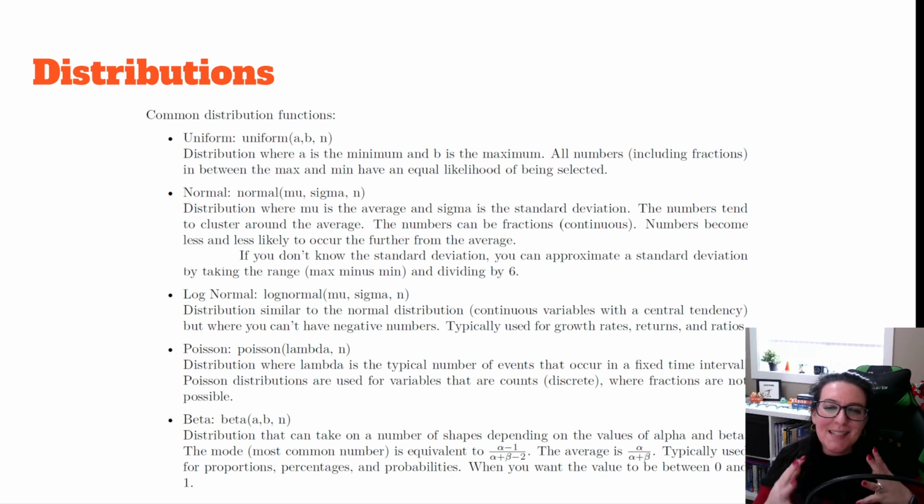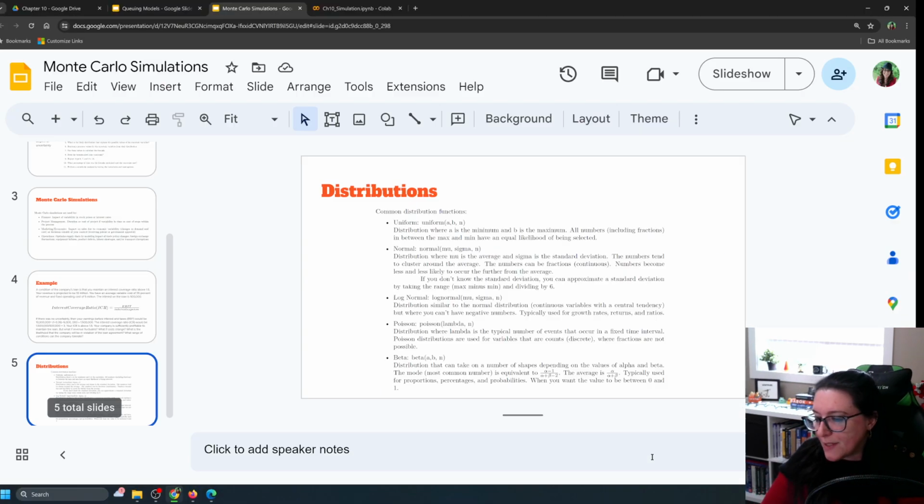But we can keep these calculations, the average and the mode, to help us figure out what that alpha and beta should be. Typically, we use beta when we have proportions, percentages, or probabilities. So we want the value to be between 0 and 1. Okay. So we can use the beta distribution instead of log normal. Log normal, yes, is growth rates, returns, and ratios. The beta distribution, probabilities, proportions, percentages. Okay. So some options here for how you represent your data.